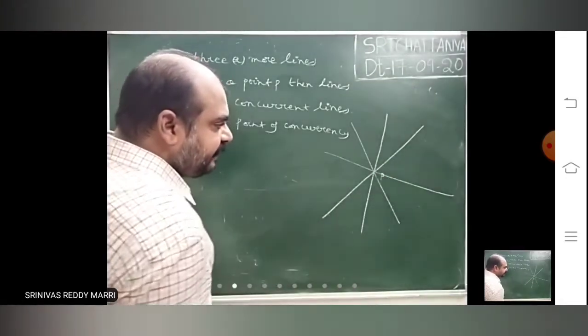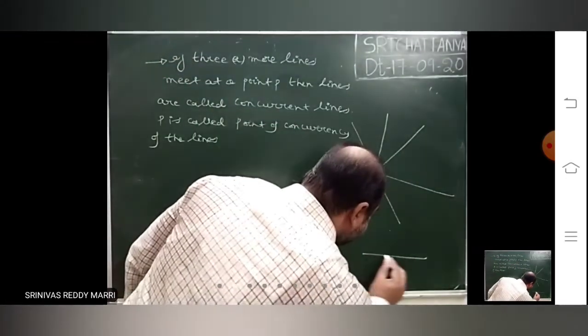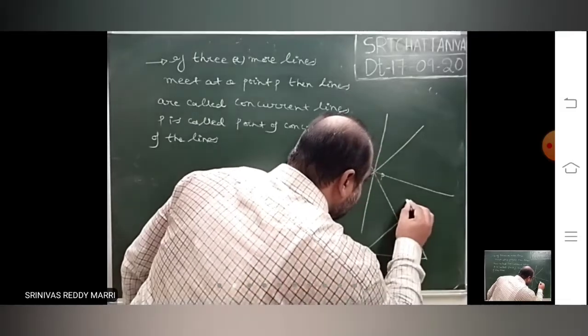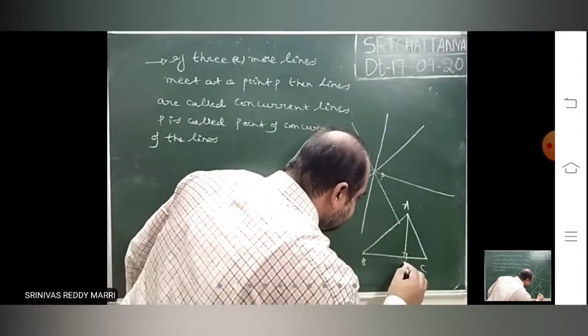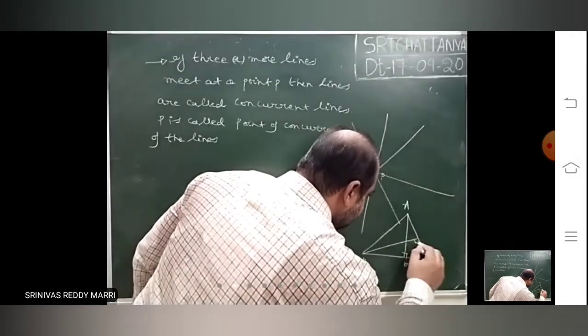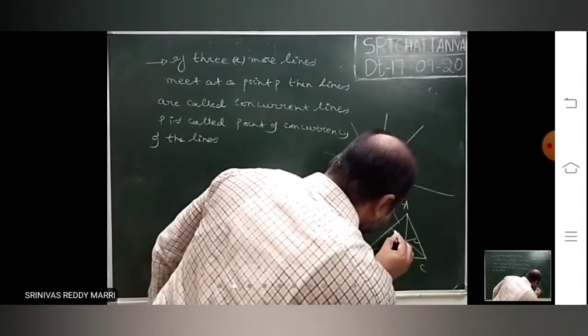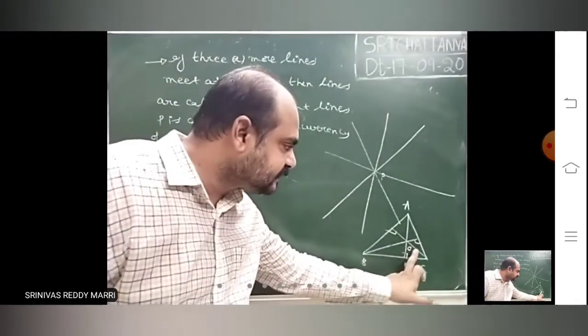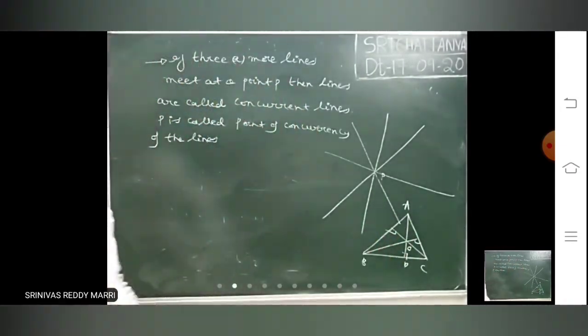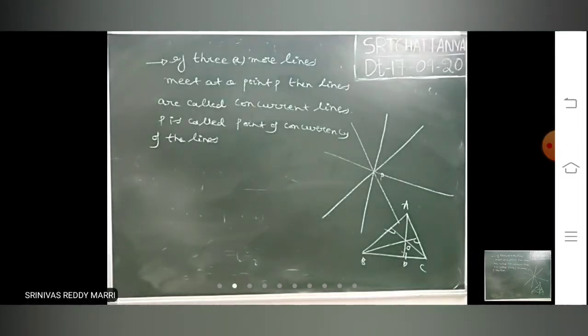So the point where they meet is called point of concurrence. Suppose for example we have altitudes. This is one altitude. This is one altitude. This is one altitude. These three lines meet at a point O. This O is called point of concurrency of the three altitudes.